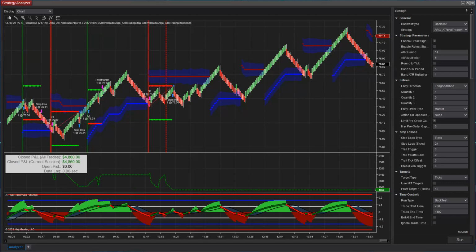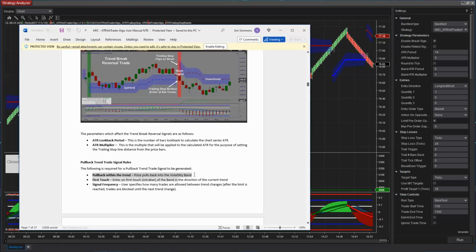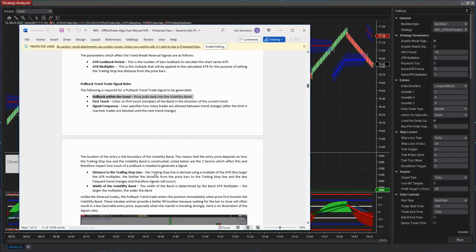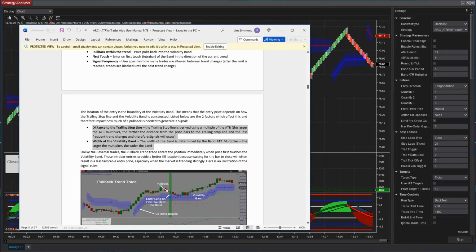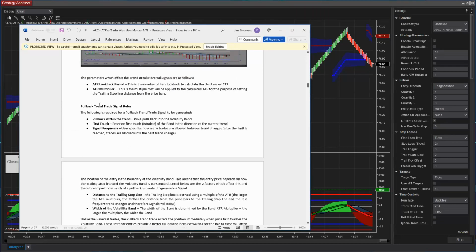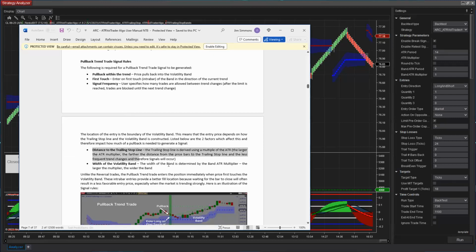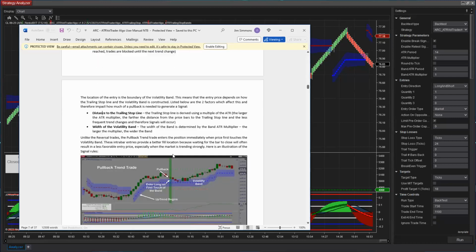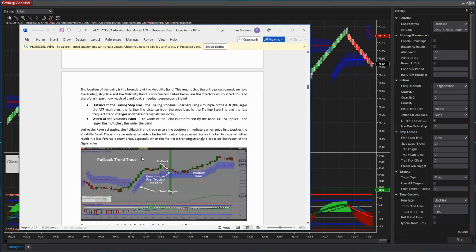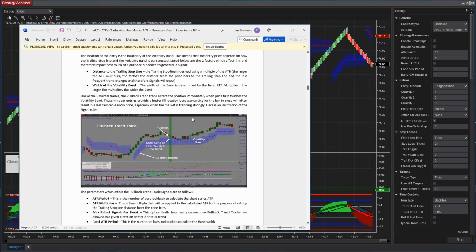Okay. And then on the rest of it, we've got pullback trend signals, first touch signal frequency, distance and width. So yeah, this is actually for pullback trades only. So I optimized it for nothing. So you don't need to do that. This is only for the pullbacks, which I suspected was probably the case. Distance to the trail stop, ATR multiplier, width of the volatility is determined by the ATR multiplier.